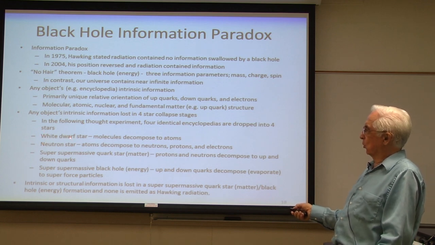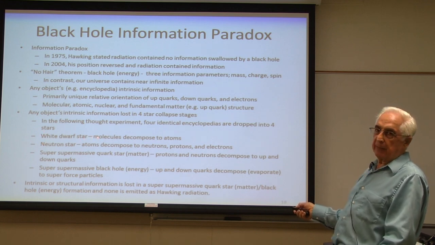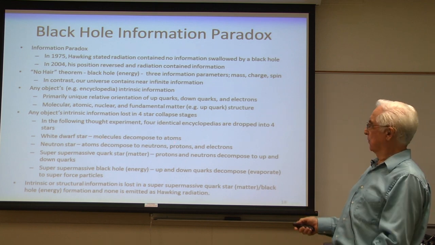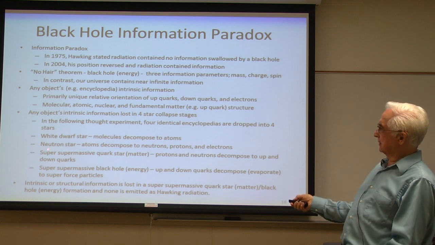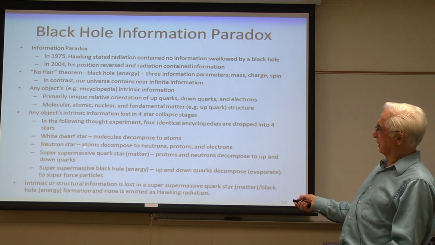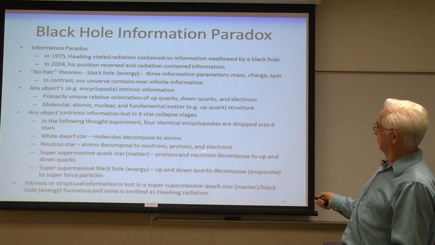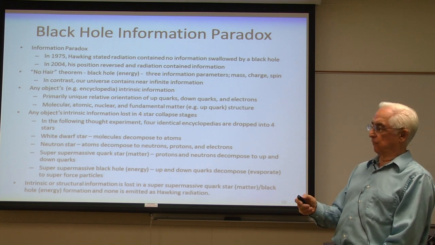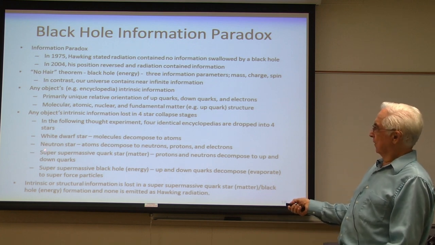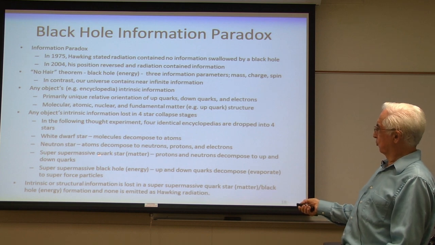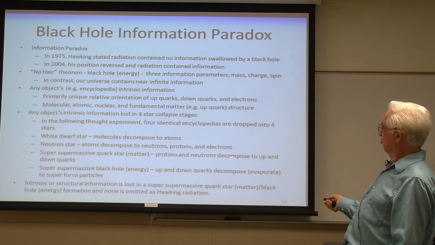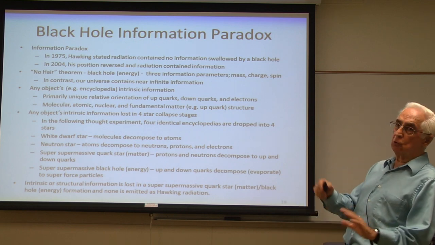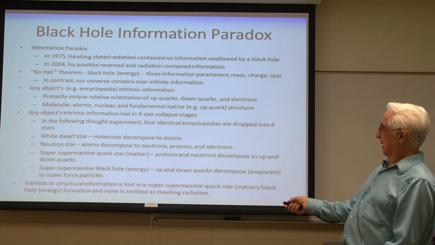If I take the encyclopedia and drop it into a white dwarf star, the encyclopedia molecules decompose into atoms and the molecular information is forever lost. If I take the encyclopedia and drop it into a neutron star, the atoms decompose to neutrons, protons, and electrons, and the atomic structural information is forever lost. If I take the encyclopedia and drop it into a supermassive quark star matter, the protons and neutrons decompose to up and down quarks, and the nuclear information is forever lost.